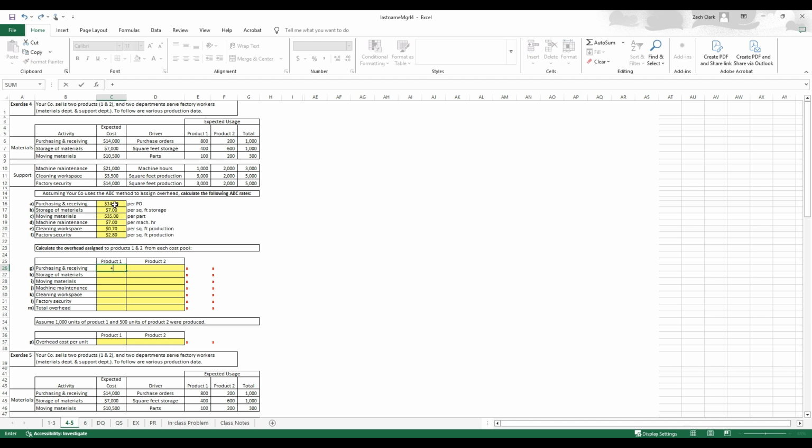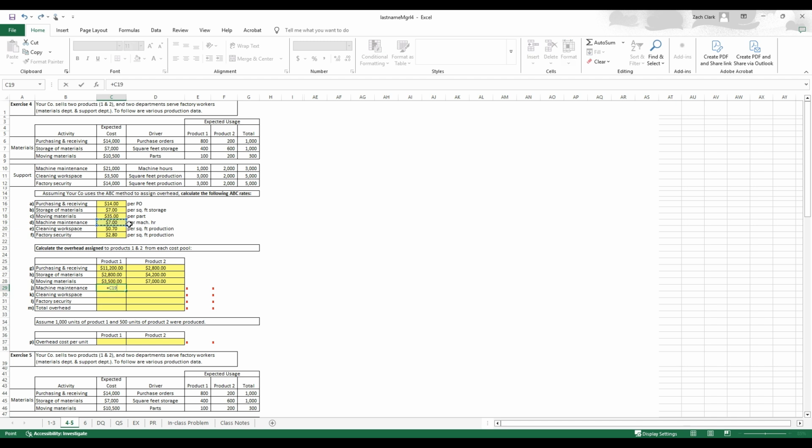And here, let me do this just to make it more clear. So we've got 14 times the 800 noted up here. And then I like to link it so you all can really see where this has come from. So 14 times the 200. Storage is at $7 per square foot, and we've got 400 for product 1, and we've got 600 for product 2. $35 per part for moving, and we've got 100 parts for product 1 and 200 for product 2.